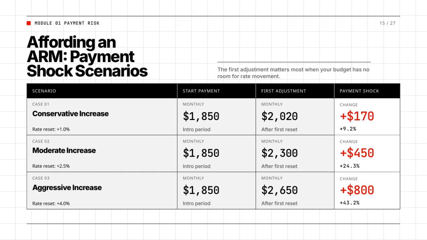This slide focuses on payment shock scenarios under an adjustable rate mortgage, or ARM, specifically highlighting how the first rate adjustment can significantly impact your monthly payments, especially when your budget is already tight. We look at three cases here.